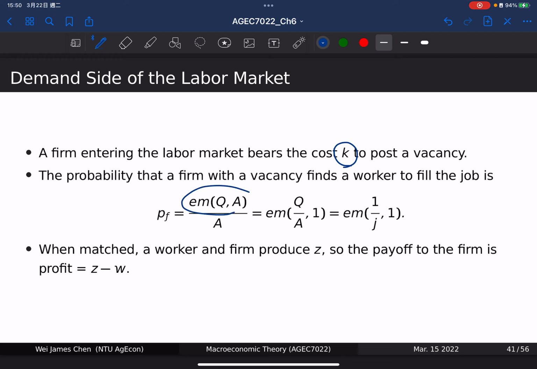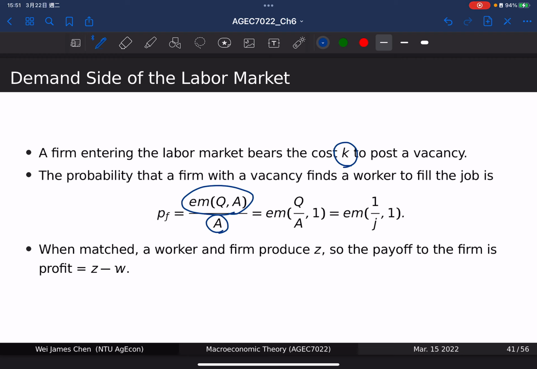The total number of matches is still EM of Q and A, that's the total number of matches. But the denominator becomes A. So from the firm's perspective, there are 10 vacancies, and eventually there will be 8 matches. That means 8 out of 10, there's an 80% chance the job offer that I post will actually get some person to fill this vacancy. Right? It's simple math. Also, the firms are all the same. That's why it's just simple division.